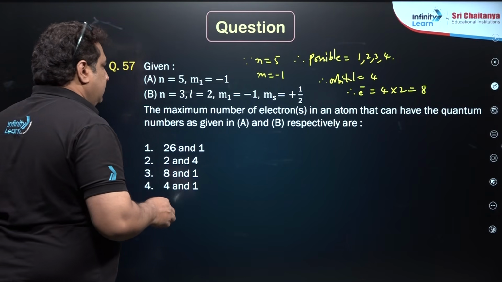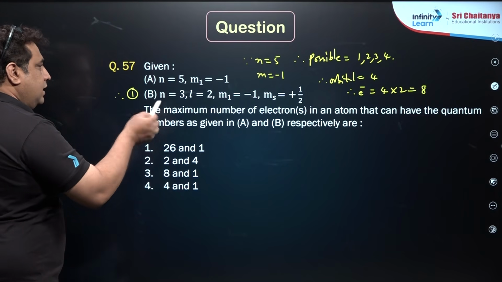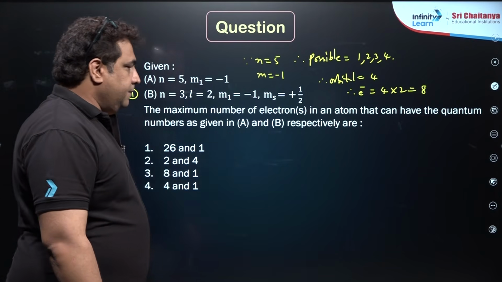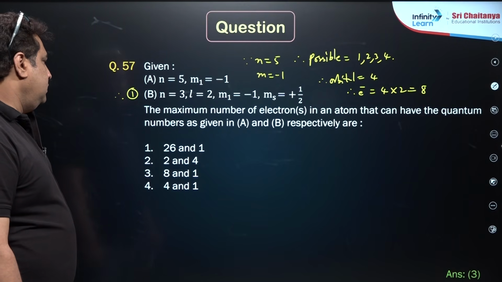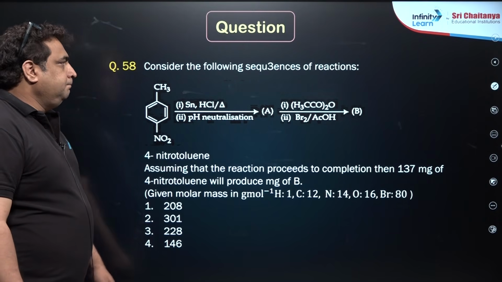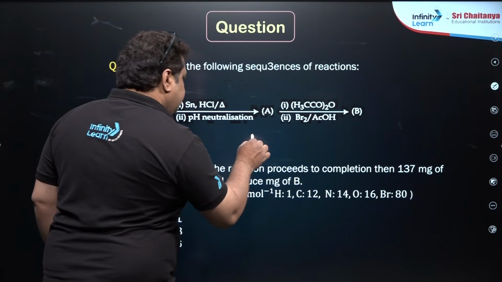n is 3, l is 2, m. So here the answer can be only 1 because specifically plus 1 by 2 is given here. Hence the maximum number of electrons in the atom can be 8 and 1.